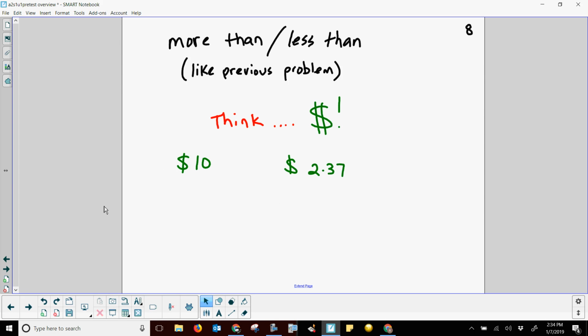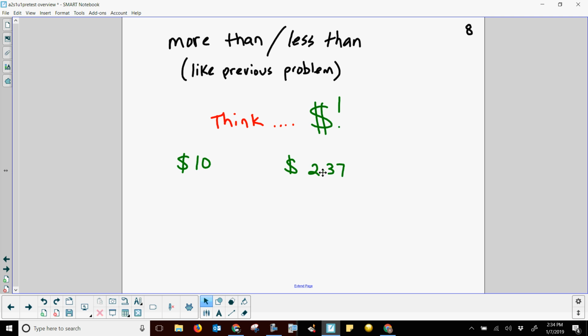Concept 8, it's very like the previous problem, but with inequalities. So you're looking at more than or less than. Anytime you're doing inequalities, think money in your pocket. If I have more than $10, $12 is more than $10. Fantastic. $8 is not more than $10. Is $10 more than $10? It's not more. So you're looking for more than or equal to, or something like that.